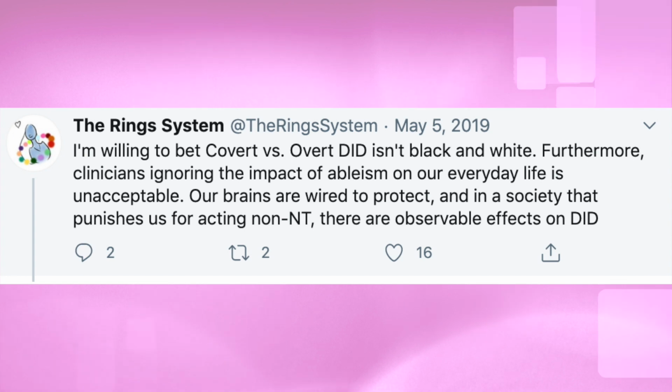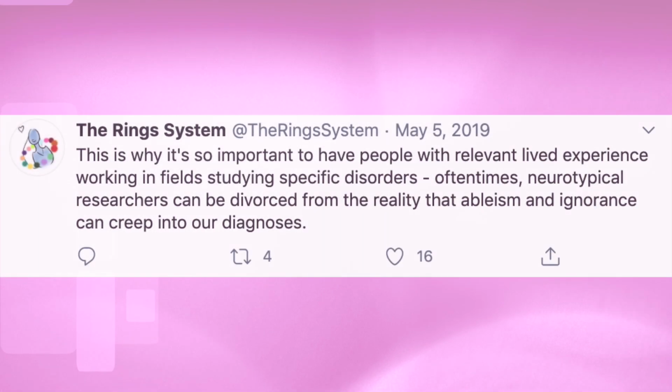Furthermore, clinicians ignoring the impact of ableism on our everyday life is unacceptable. Our brains are wired to protect, and in a society that punishes us for acting non-neurotypical, there are observable effects on DID. This is why it's so important to have people with relevant lived experience working in fields studying specific disorders. Oftentimes, neurotypical researchers can be divorced from the reality of that ableism, and ignorance can creep into our diagnoses. So that was the ring system's hot take. I'd be interested to know what you guys think about that.